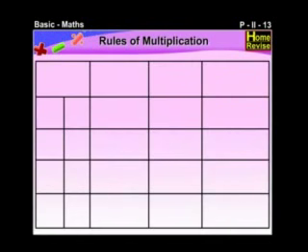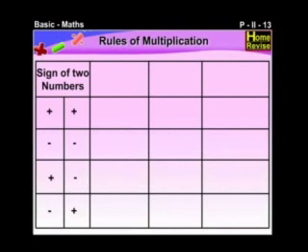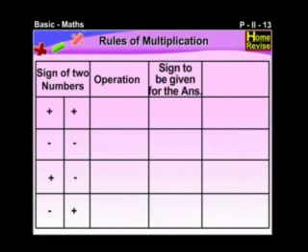Now we see the rules of multiplication. In the first column, signs of two numbers, that is plus plus, minus minus, plus minus, or minus plus. In the second column, operation, that is multiplication. In the third column, signs to be given for the final answer, that is plus or minus, and some examples are there.